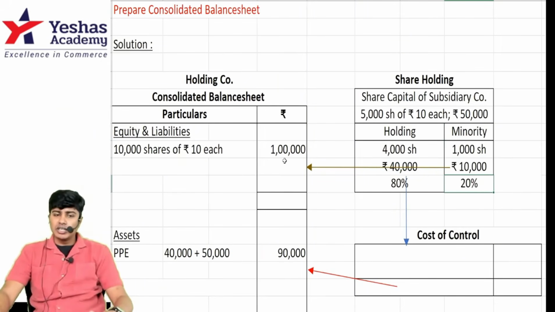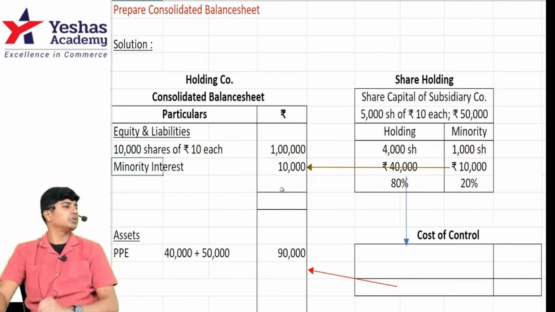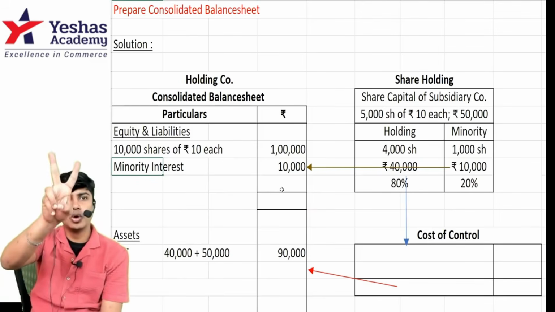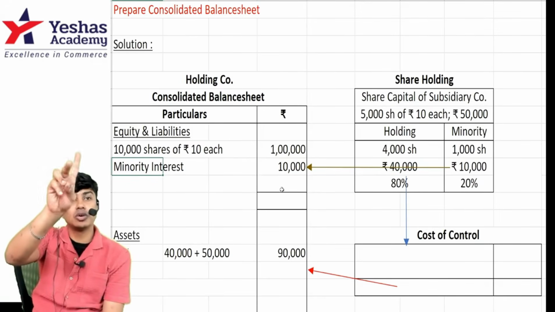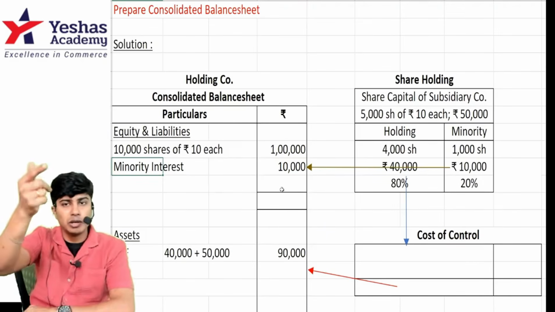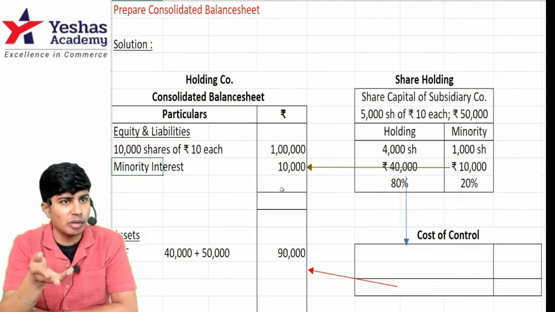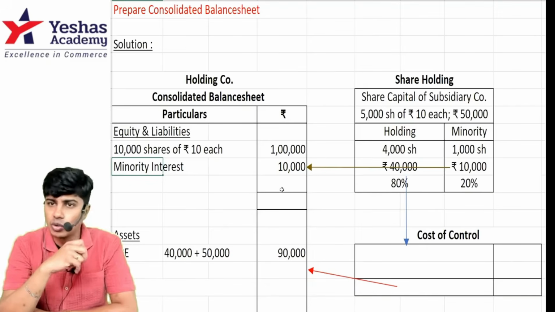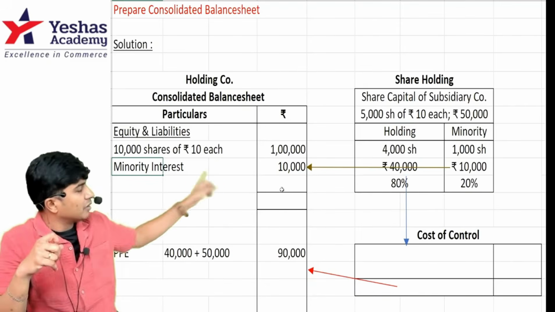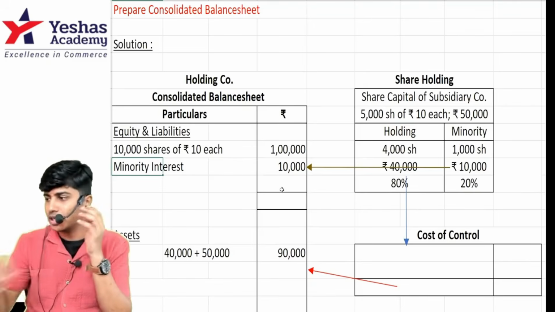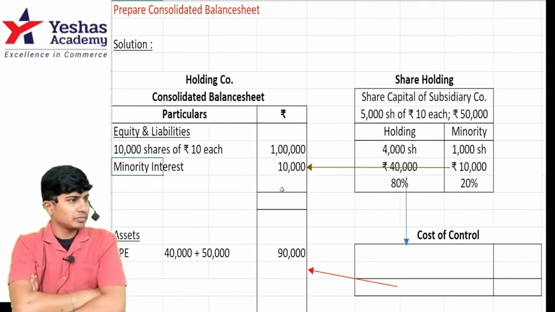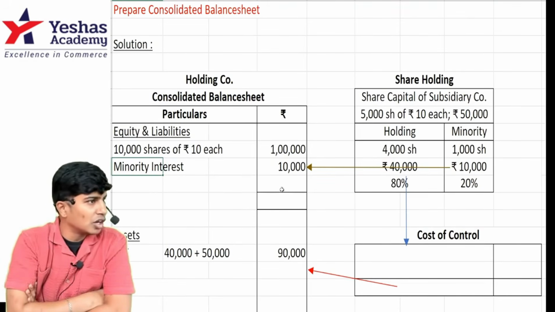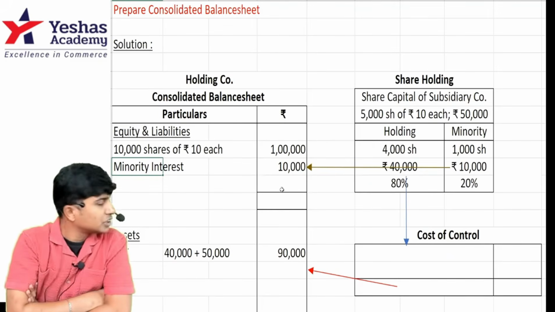This 10,000 minority interest, I'll write in the balance sheet on the liability side without forgetting. Split the share capital of the subsidiary into two: holding and minority. The holding portion will be compared with the nominal value of investment, which will be compared with the book value of investment on the asset side to find goodwill or capital reserve. The minority's portion will be written in the balance sheet as a liability. Do you understand? The holding's portion will be adjusted with the book value of investment to find goodwill or capital reserve. The minority's portion, I'll post straight to the balance sheet.